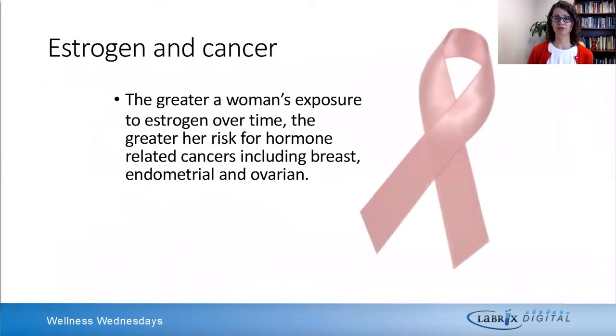And just in general, the greater a woman's exposure to estrogen over time, the greater her risk for hormone-related cancers, including breast, endometrial, and ovarian cancer. So just keep this in mind with your patients who have been on unopposed estrogen for years and years and years, even if it's bioidentical.